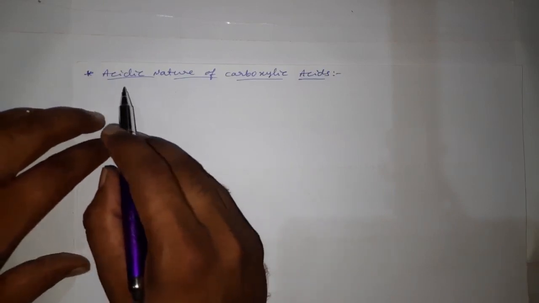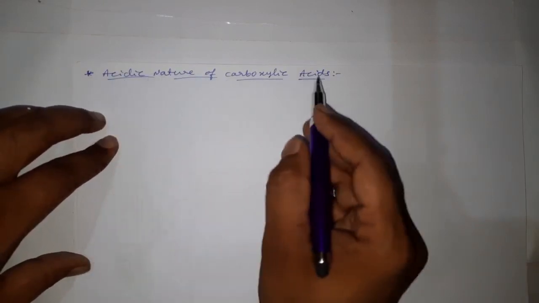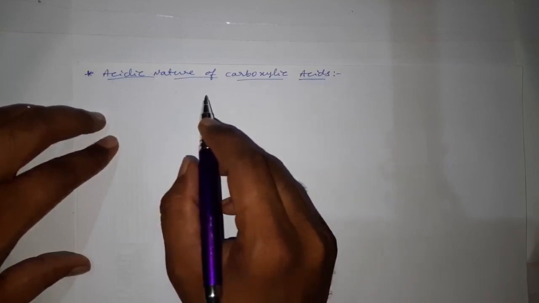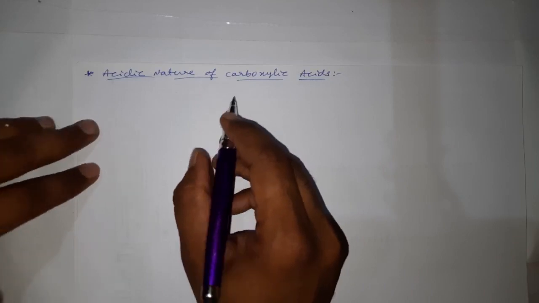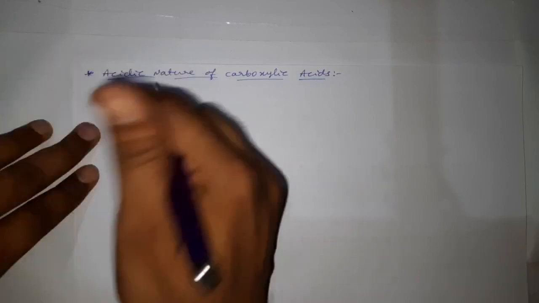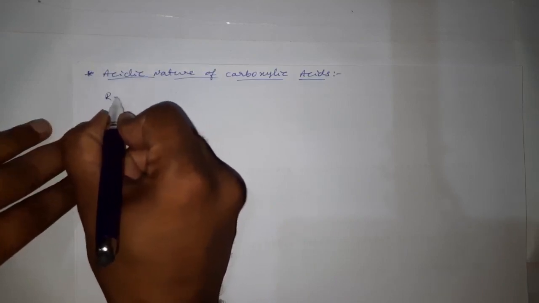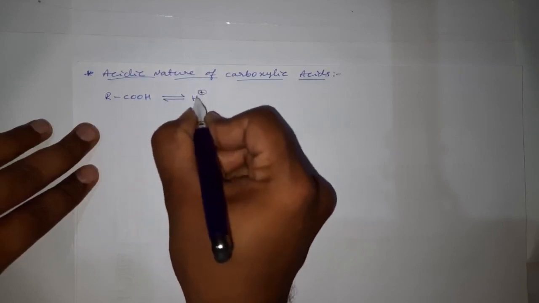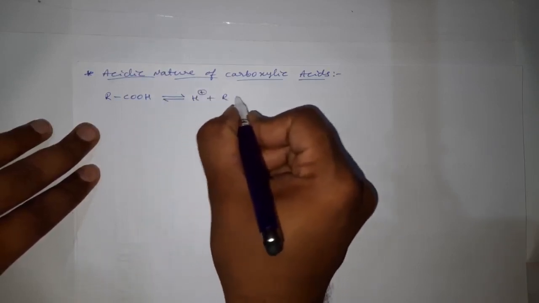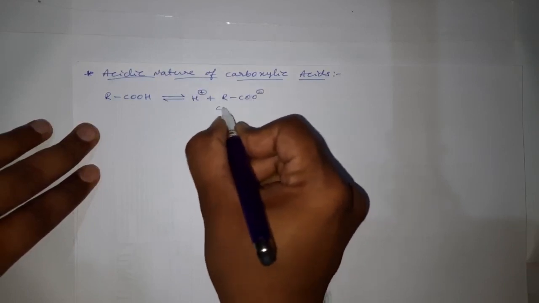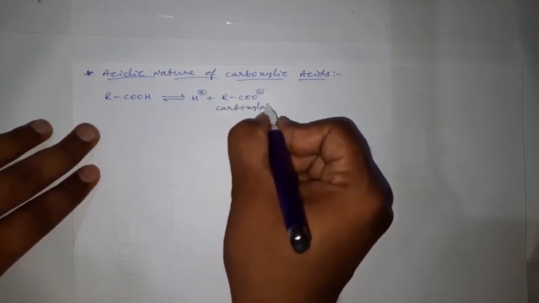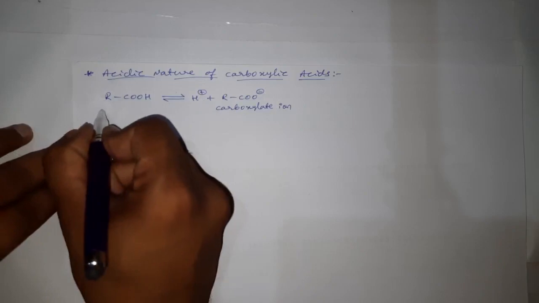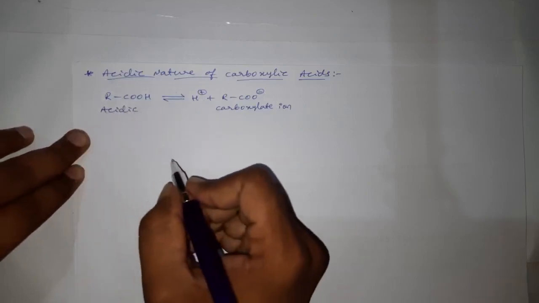In this class, we are going to discuss the acidic nature of carboxylic acids and the effect of substituents on the acidic strength of carboxylic acids. We know that carboxylic acids, which have the general formula RCOOH, act as acids by giving H plus ions with the formation of a negatively charged ion called carboxylate ion. As these compounds give H plus ions, we can say they are acidic in nature.